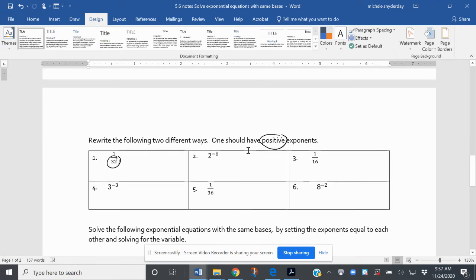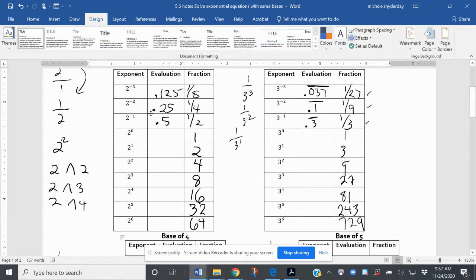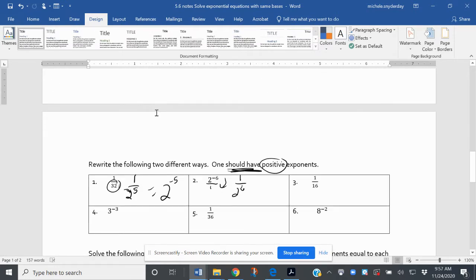So we will go back down here and write as 1 over 2 to the 5th power. That's a 2. And if we bring it back up to the top, it makes it a negative power. So this is also equivalent to 2 to the negative 5. But remember, it says one of the ways we rewrite it should have a positive exponent. Alrighty, number 2, if we put this over 1 and we change places, then this becomes 1 over 2 to the 6th power. And if we look back at our chart, 2 to the 6th power is 64. So this is an equivalent fraction of 1 over 64.